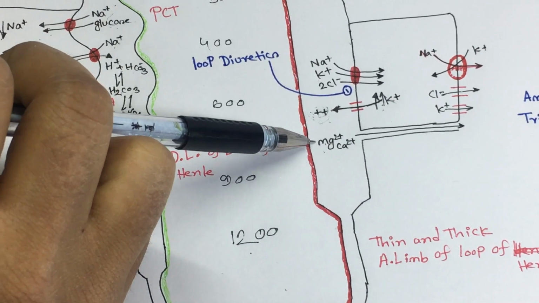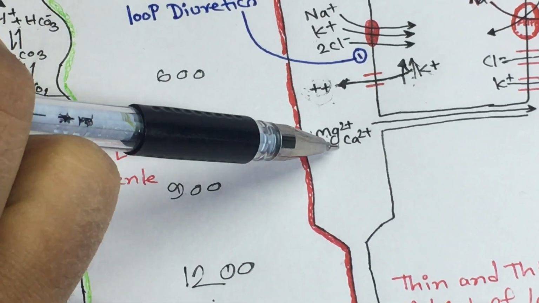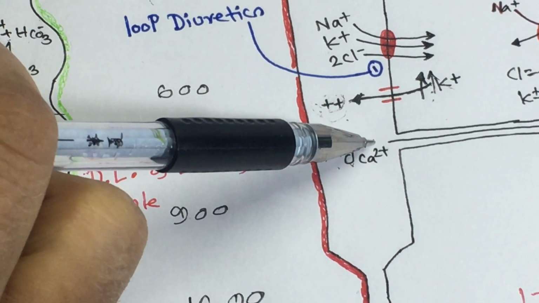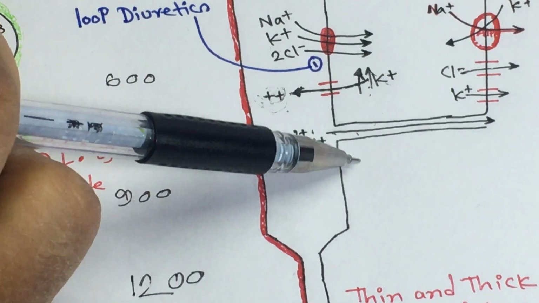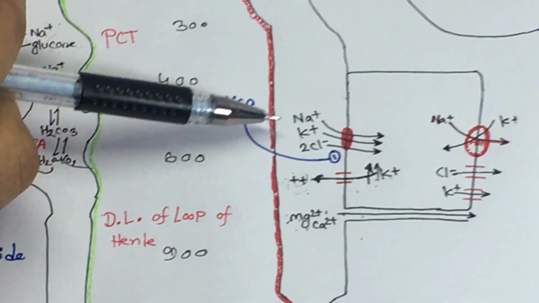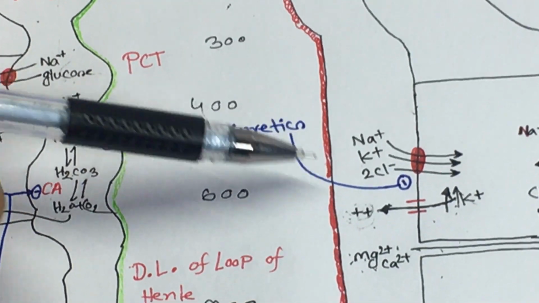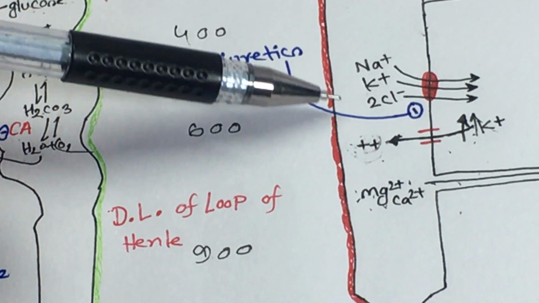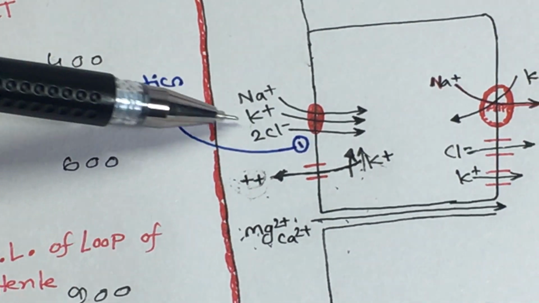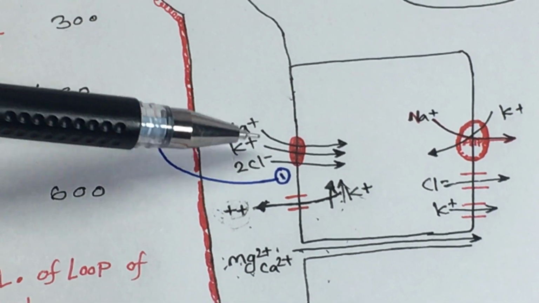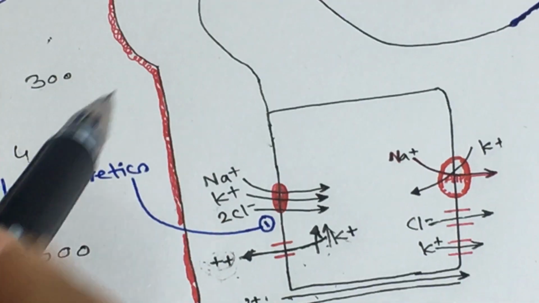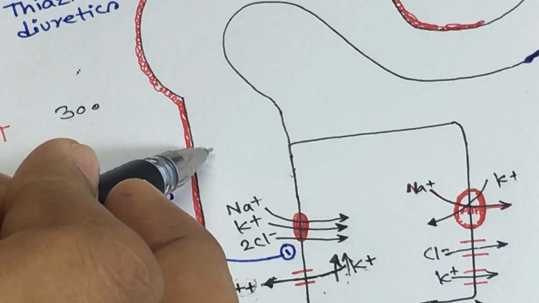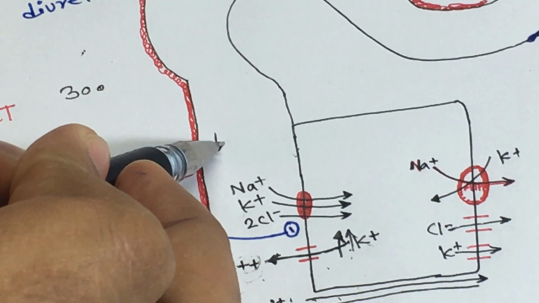Okay, so this magnesium and calcium will be reabsorbed by the paracellular route, that means between two cells. I have already said this area is totally impermeable to water. So by this transporter we are reabsorbing the ion, but water can't be reabsorbed. So tubular osmolarity will be decreased.